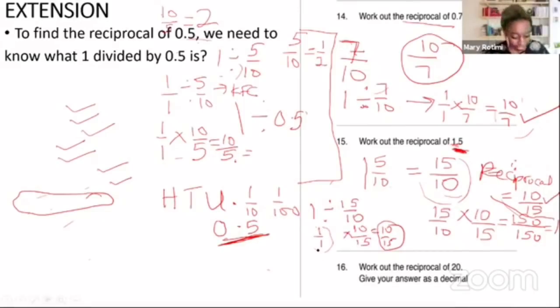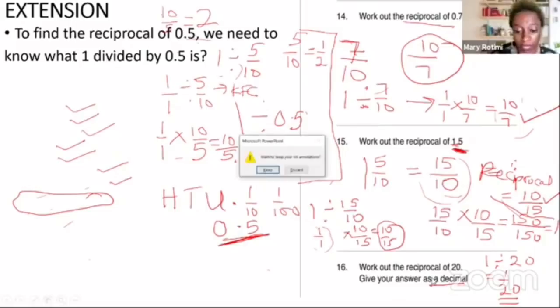Now, this number 16 is what we're going to use to round up. It says, work out the reciprocal of 20. Give your answer as a decimal. Now, this is the problem here. The reciprocal of 20 means 1 divided by 20, isn't it? Which is the same thing as 1 over 20. They don't want the answer as a fraction. You have been told to give your answer as a decimal. How do you do that? That's the bit we're going to do now. Just hold on a minute for me.